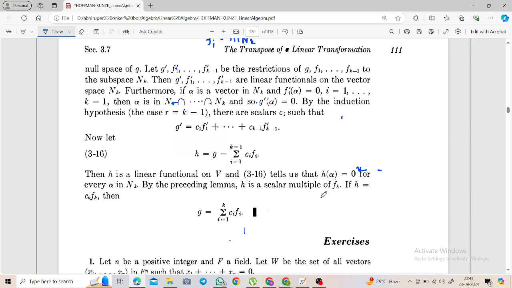Okay. Yeah. Now, Nk is the kernel of fk, right? So, what are we writing? We are writing that Nk is contained in kernel h, because every element of Nk is killed by h. So, h is a scalar multiple of fk. Call it ck fk. So, g is like this. The proof is clear? Is the proof clear? Shubrita, Raghiv, everyone? Pritam?